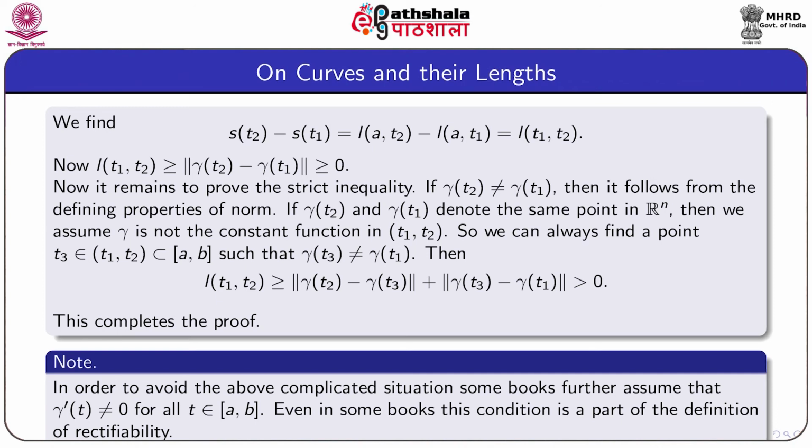One remark here: in order to avoid the above complicated situation, some books further assume that gamma'(t) is not equal to 0 for every t from the bounded closed interval [a,b]. Even in some books, this condition is a part of the definition of rectifiability.